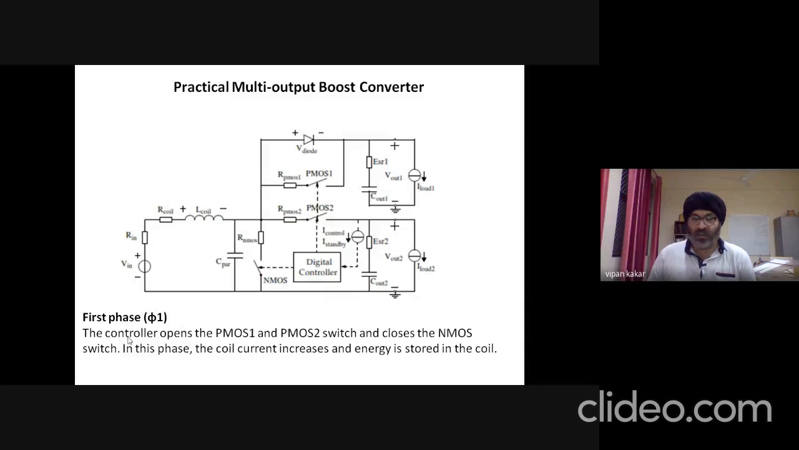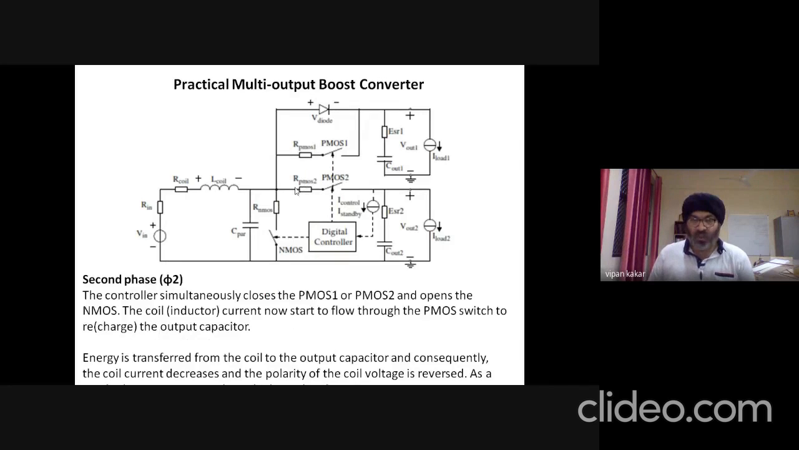So first phase, the controller opens the PMOS1 and PMOS2. PMOS1 and PMOS2, they are turned off. And only the NMOS switch is turned on. As we just saw in boost converters, in phase 1, the NMOS switch is switched on. In phase 2, the PMOS switch is switched on. And then phase 3, both are turned off. And in phase 4, even the diode is also turned off by reverse biasing.